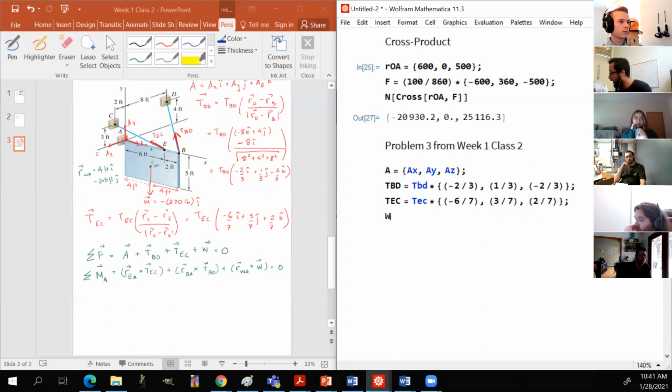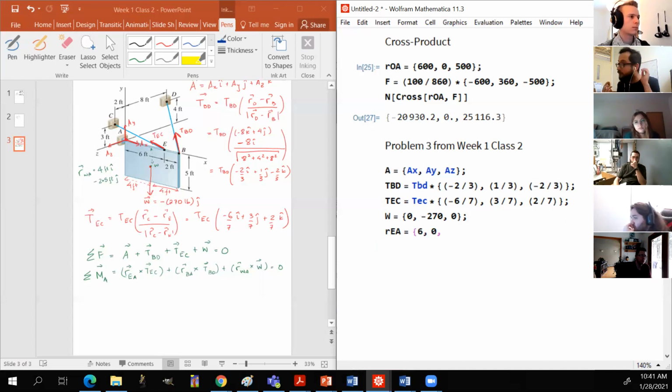Then our weight vector was just minus 270 pounds in the negative J hat direction, right? So 0, minus 270, 0. So there you go. That's your weight vector. All right. What else do we need to define? We need to define REA. REA is just 6 feet in the positive X direction, right? So it's just going to be 6, 0, 0. And Mathematica obviously doesn't know what units you're talking about, right? So it's up to you to stay consistent with your units throughout.